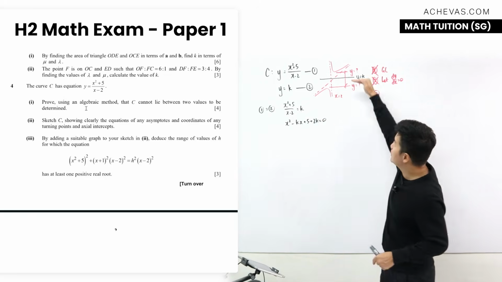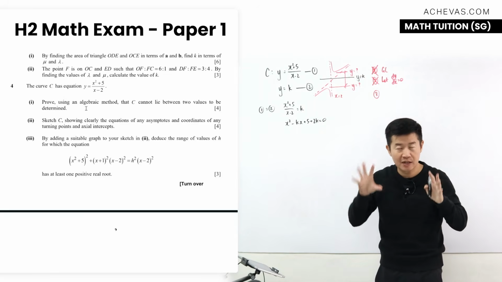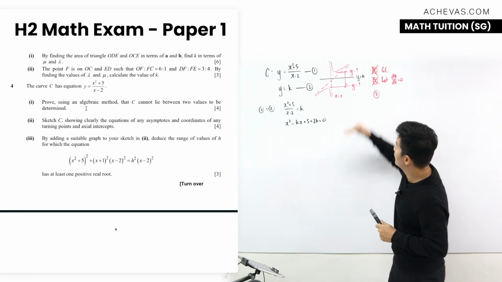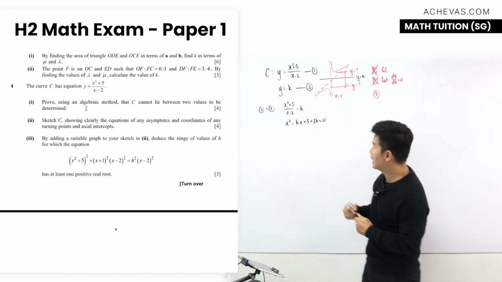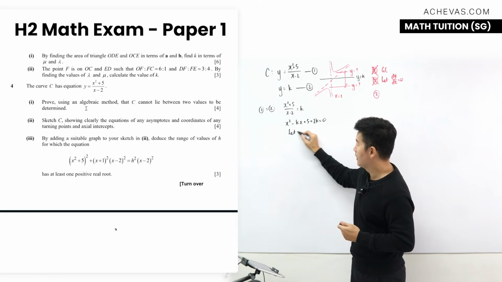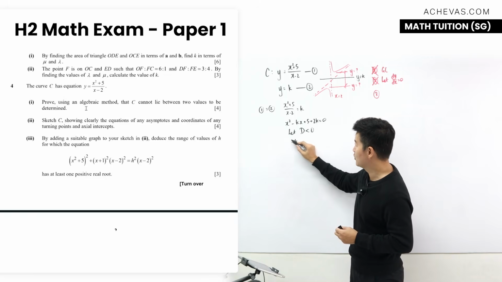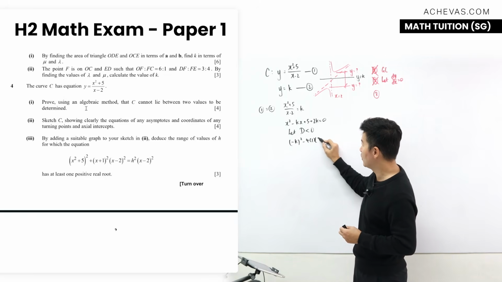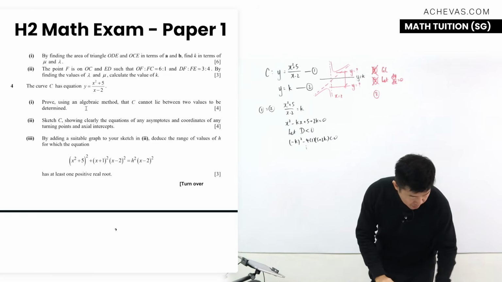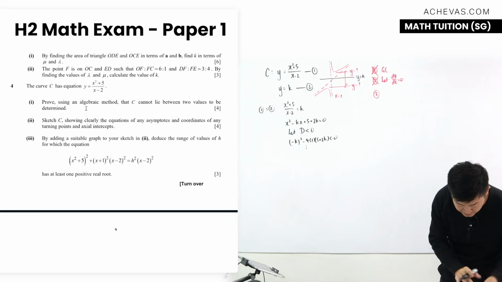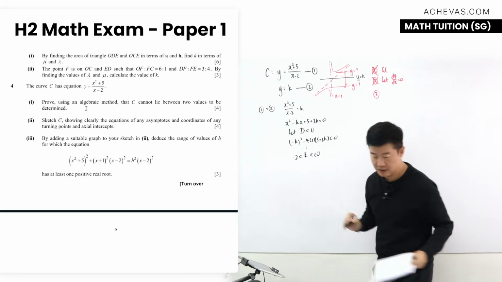But then the thing is, I actually don't want this horizontal line to be cutting the curve, because I do want it to be hovering at the region that the curve C cannot lie between. So in order for this horizontal line to be hovering at the region where the curve C cannot lie between, I'm going to let the discriminant be strictly less than 0. Letting the discriminant, b squared minus 4ac, be less than 0 and solving for this, you are going to get k to be between minus 2 and 10.